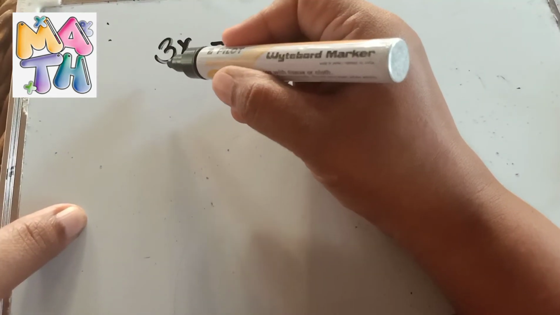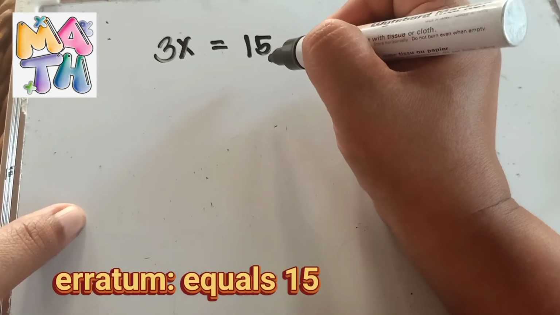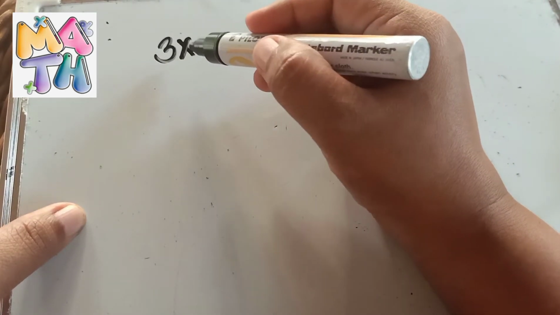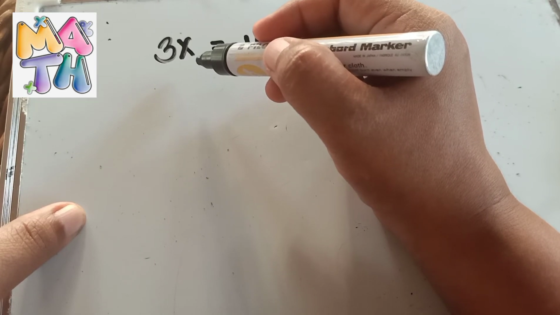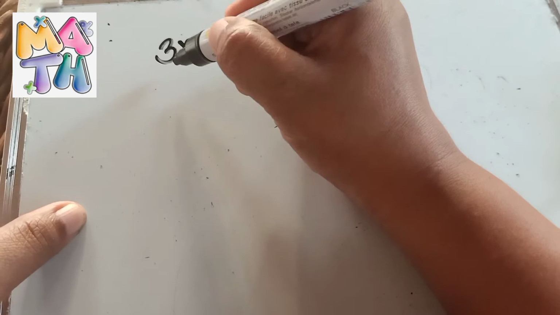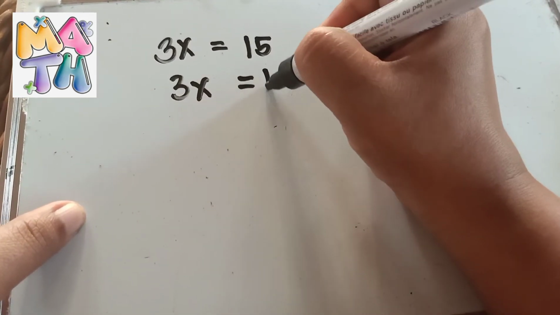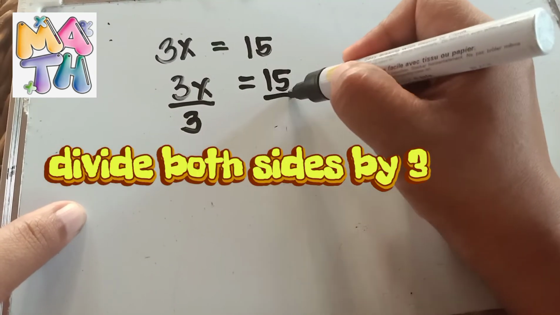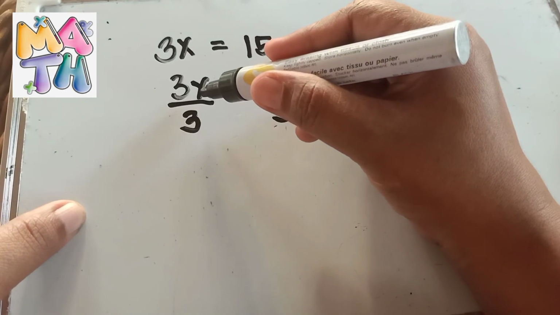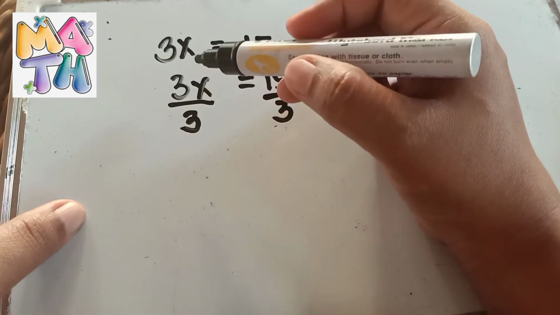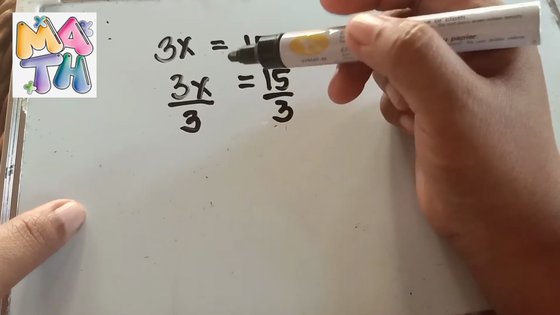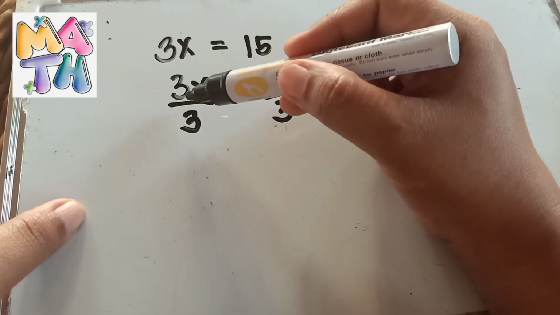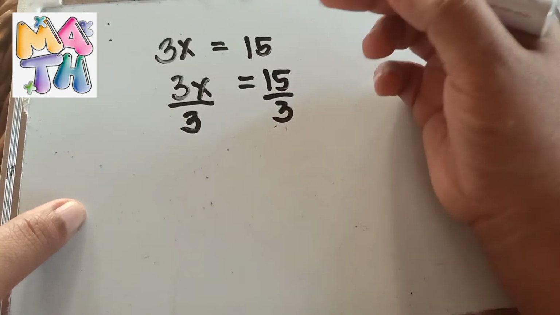Now, since 3 times x equals 15, we are going to divide both sides by the coefficient of x. Again, our goal is to find only the value of x. So, 3x is equal to 15. We are going to divide both sides by 3, or whatever is the coefficient of the variable. If the coefficient of the variable is 5, then we are going to divide both sides by 5. But since the coefficient of x here is 3, we are going to divide both sides by 3.